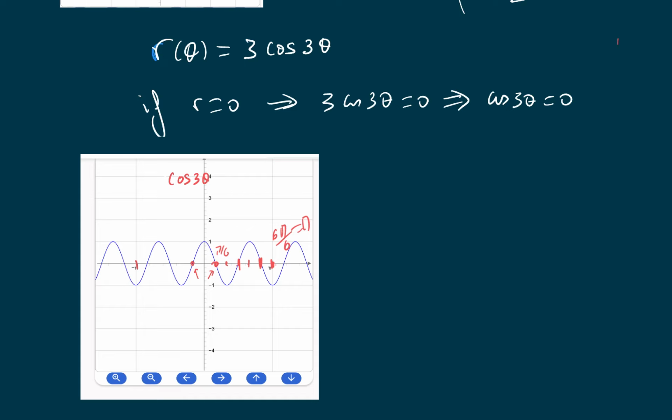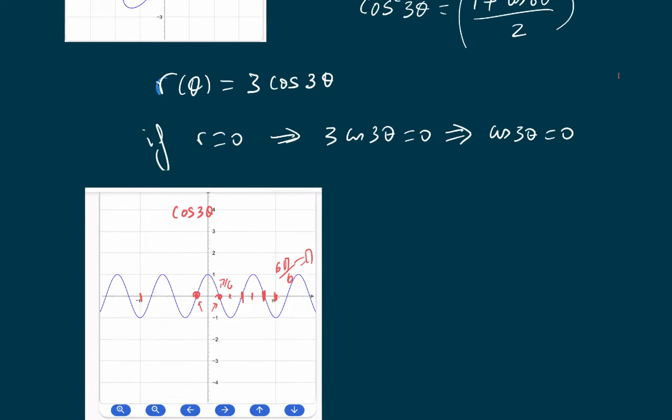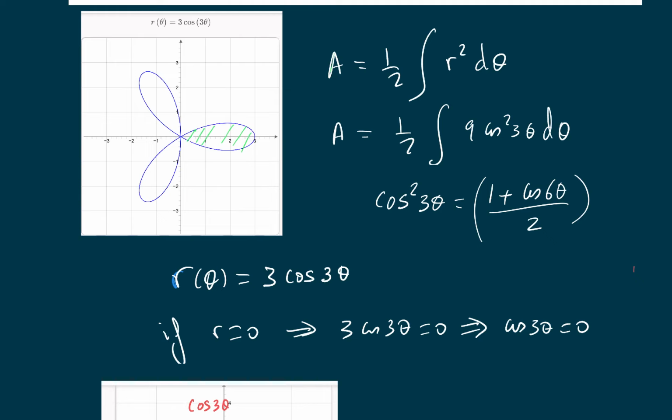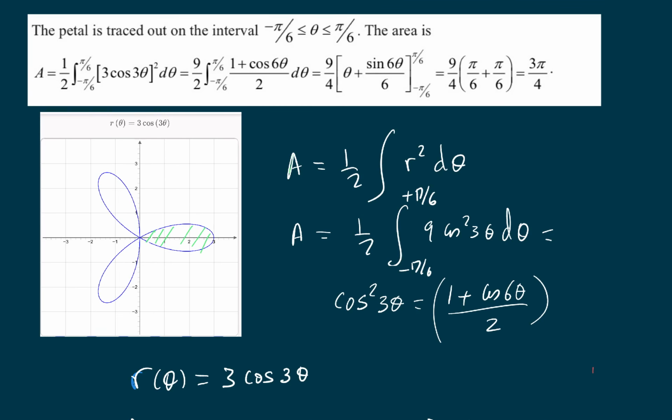So this is pi divided by 6 and this is minus pi divided by 6. So the first petal of this polar function is when you integrate from minus pi divided by 6 to plus pi divided by 6. And now you do the integral, and when you do the integral, you will find 3 pi divided by 4. Okay, and the problem is done.